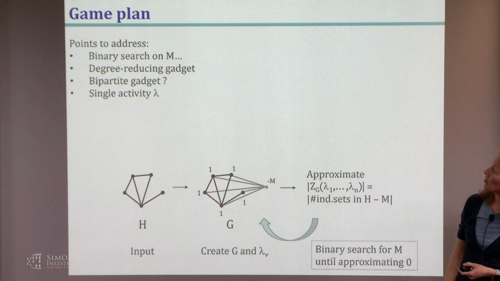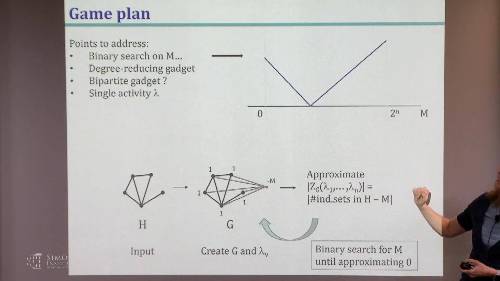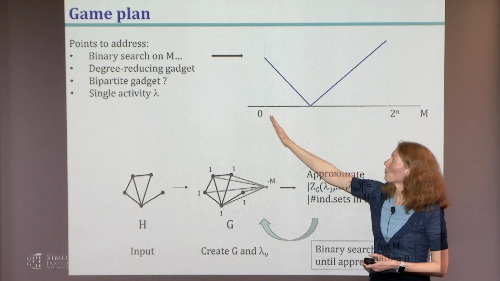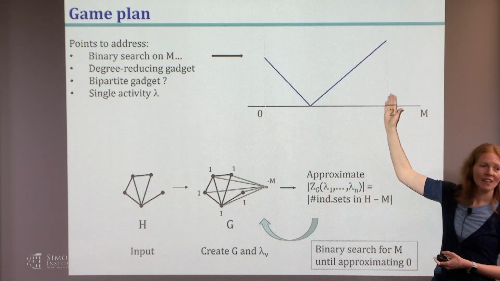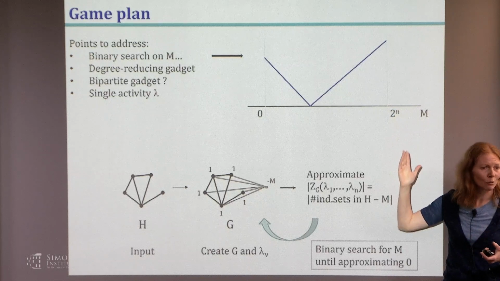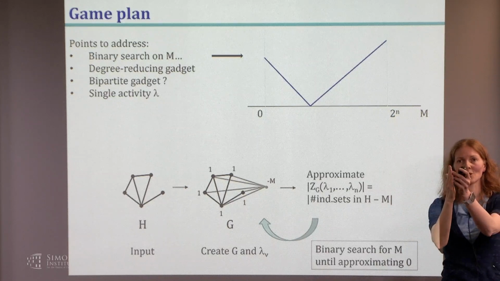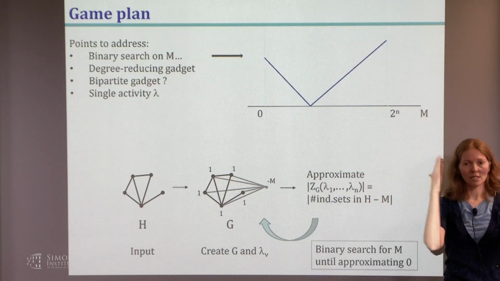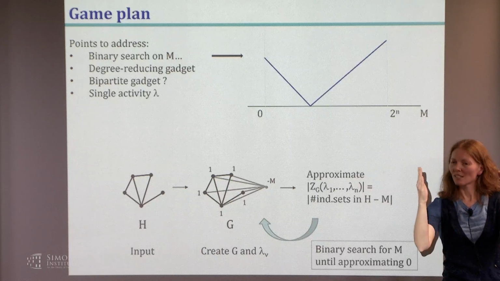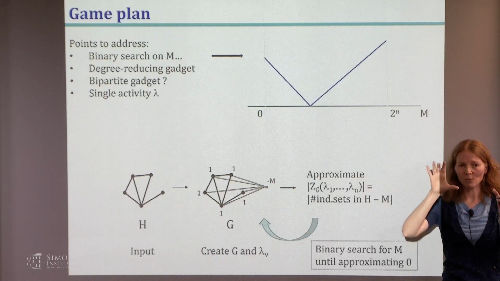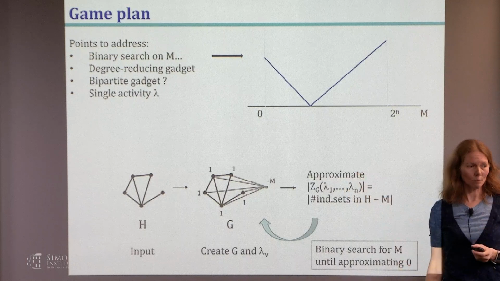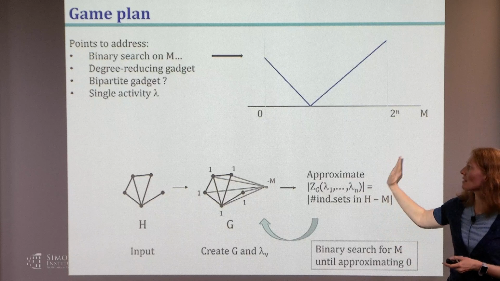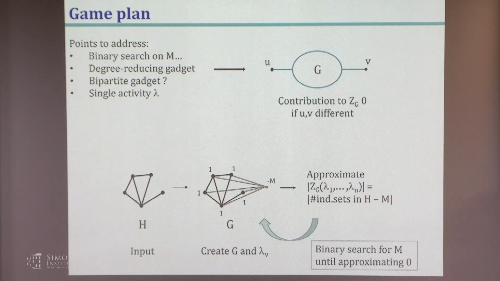The first thing is the binary search on m. I just have a little picture here. So m ranges anywhere between 2 to the n and 0, and this quantity is an absolute value, so we have to be a little bit more careful with binary search. We cannot just look in the middle because we don't know whether we can eliminate the left or right. We have to approximate our independent set polynomial at several values, but a constant number, and based on that we can eliminate some part of the range of m. Okay, so that's a small technicality.